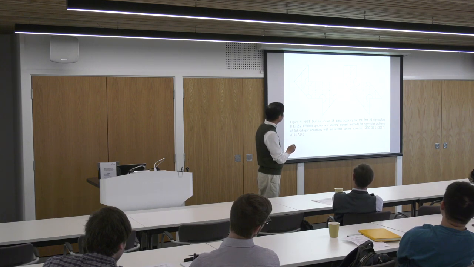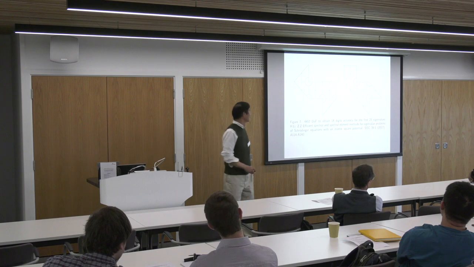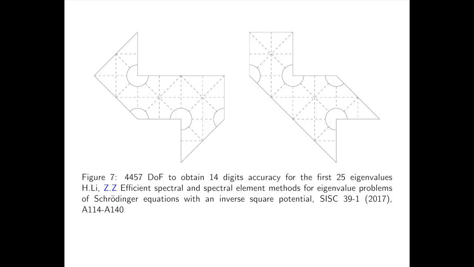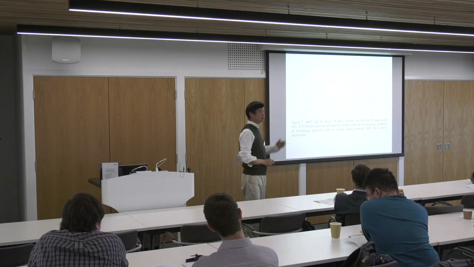And reentrant corners back. Right. All right. And so in this way, we use 4,457 degrees of freedom to obtain 14-digit accuracy for the first 25 eigenvalues. So if you use finite elements and you want to get 14 digits for this domain, it is almost impossible. You can try. You can check the details in the paper. All right. So the point here is to use specially designed basis functions, non-polynomial spectral basis functions, in this special region. The other places just use polynomials.